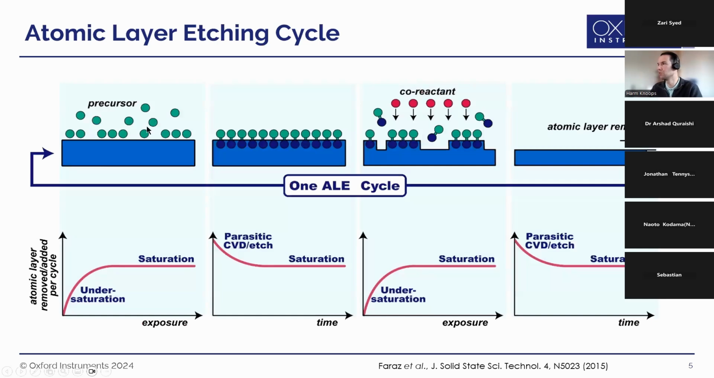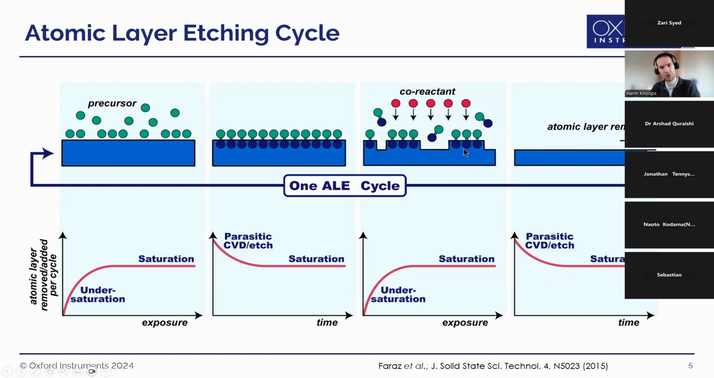So it's split up in two steps, A and B steps, and each step is separated by purge steps. In the first step, you would have a precursor or a reactant. This could be something like chlorine that reacts to the surface, bonds to the surface, and typically weakens the back bond of the first layer. And that modified surface is then removed by a co-reactant. The co-reactant could, for instance, be argon ions of a specific energy that then remove this layer. But those argon ions shouldn't have too high an energy, so that they would sputter the material below.